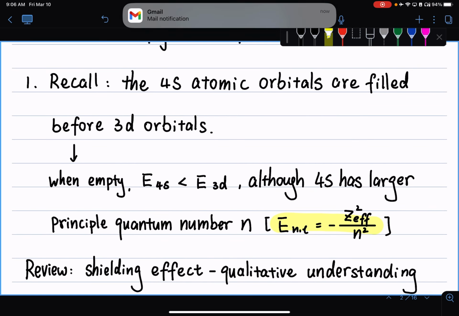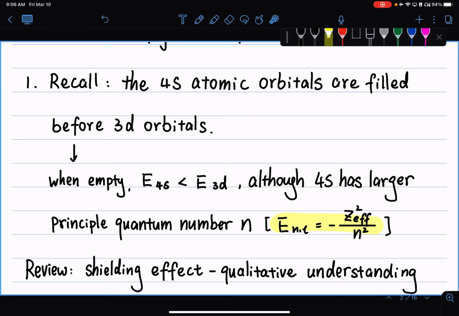In previous studies, we mentioned that the 4s atomic orbitals are, generally speaking, filled before the 3d atomic orbitals. Likewise, 5s are filled before 4d and 6s before 5d, etc. So this goes back, again, as a review, to why that is the case. So the reason behind 4s getting filled before 3d, even if 4s has a higher principal quantum number n, is coming from the shielding effect.